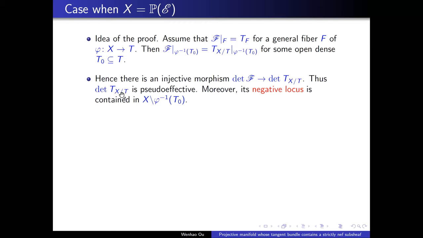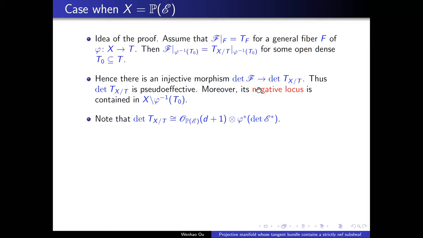So the determinant of F is pseudo-effective, because F is nef. So the determinant of this relative tangent is pseudo-effective. Moreover, its negative locus is contained in X excluding phi minus 1 of T0. In particular, its negative locus does not dominate the base. I'm not going to explain the definition of the negative locus here, it's a relatively technical definition. But you can see that F and Tx over T are the same on phi minus 1 of T0, and F is nef there. So Tx over T can only be negative outside phi minus 1 of T0. This is why the negative locus is contained there. In particular, the image of this negative locus in the base T is contained in T excluding T0.